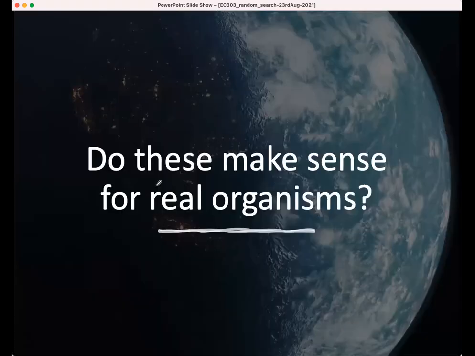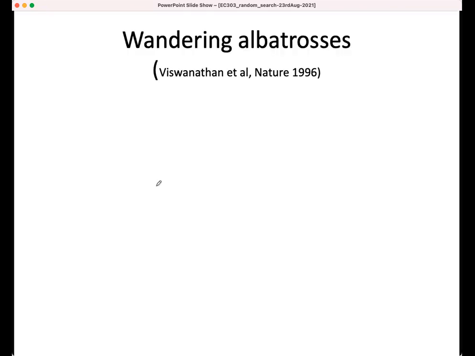Let's go forward. You can ask this question: do these make sense for real organisms? Whatever we've been saying, all the mathematical properties, do any of them help us understand real organisms? That's what we will now focus on. This is a very interesting paper on the wandering albatross. These are shorebirds.